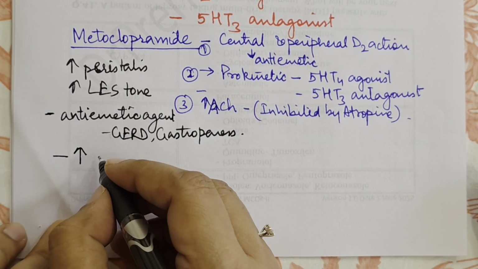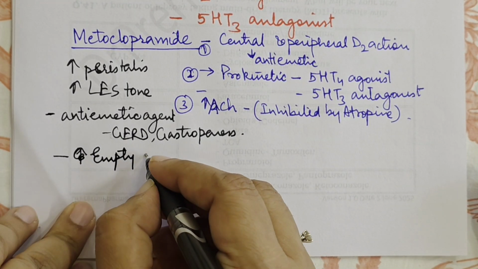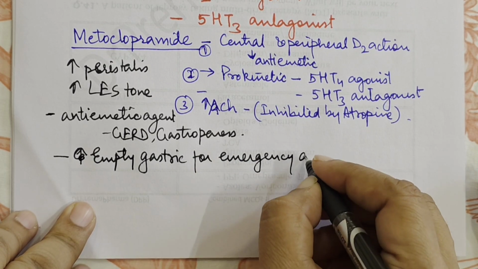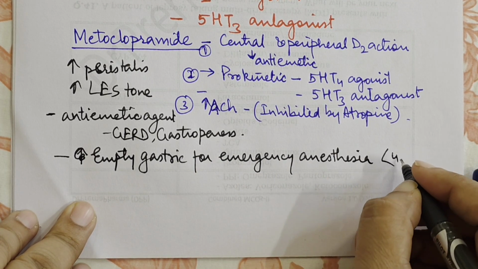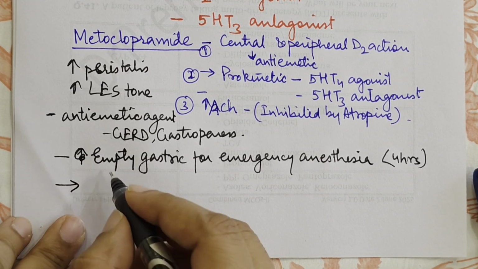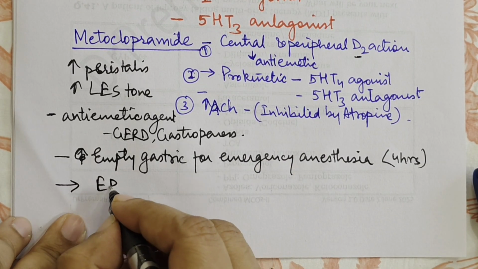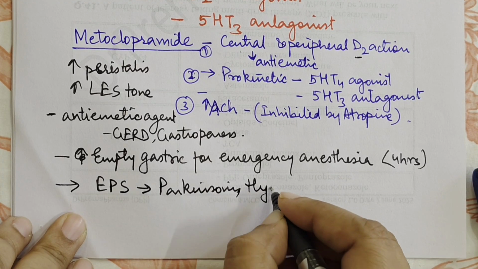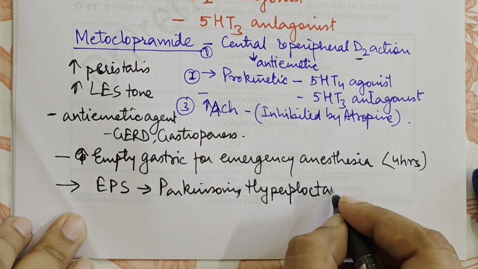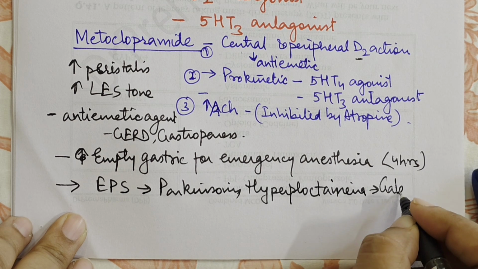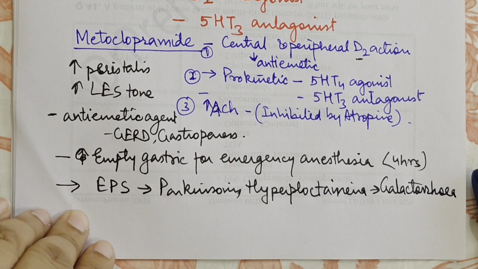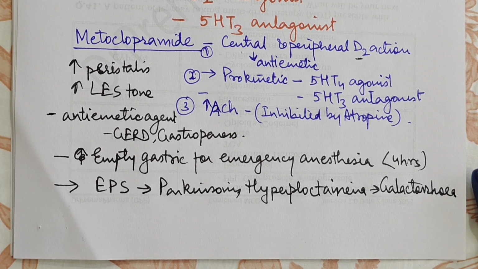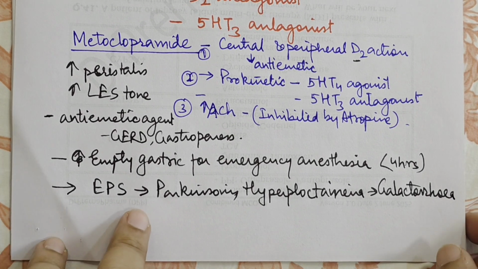Then it is also used to empty the stomach for emergency anesthesia when the patient has taken food less than 4 hours ago. Then these drugs, because of their D2 action, have extrapyramidal symptoms. So they can produce Parkinsonism, and they can also result in hyperprolactinemia and galactorrhea, right? Because it is acting as a dopamine antagonist, blocking dopamine, it can result in Parkinsonism and also hyperprolactinemia, right? So this is one category of drug, metoclopramide, which is used.